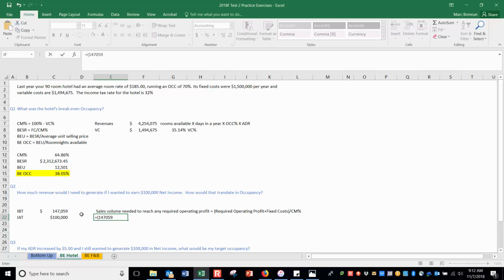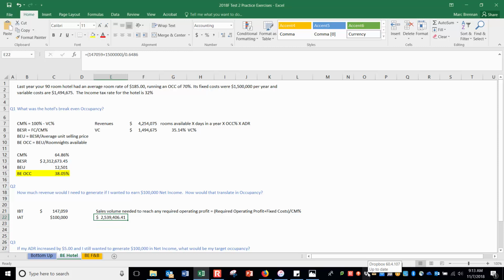Okay. So now that we have that, we can actually add our operating profit that we need for that amount of income after tax. We can add our fixed costs, which is 1.5 million. You want to make sure you do this first. Take your time with BEDMAS, please. Okay. And then we're going to divide it by our contribution margin percentage, which was our 64.86%. And all I'm doing is completing this formula, okay, using the numbers that we have.